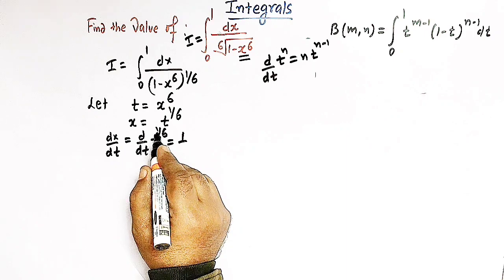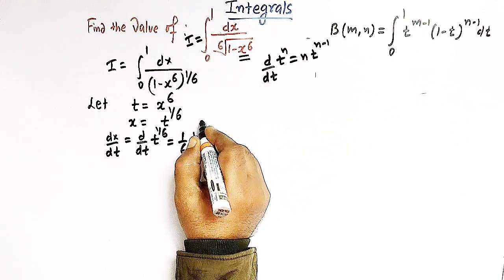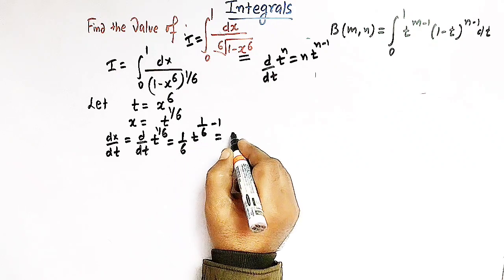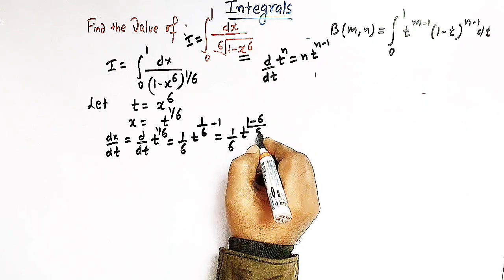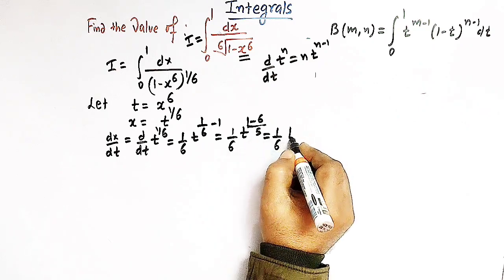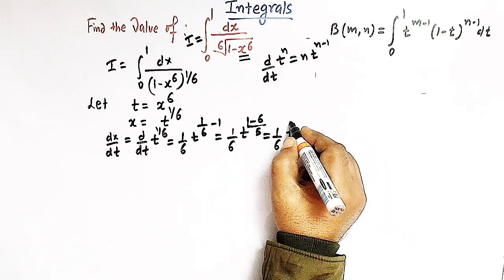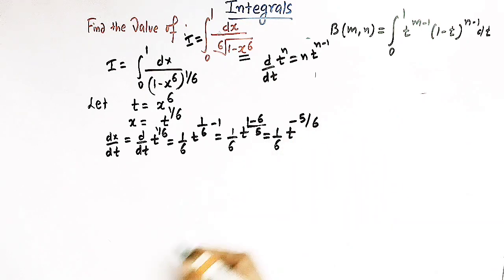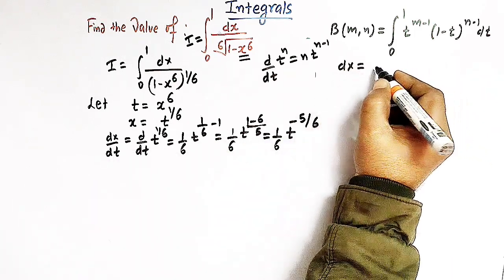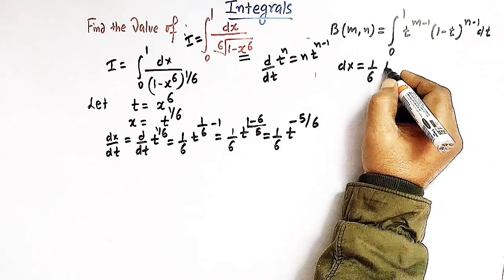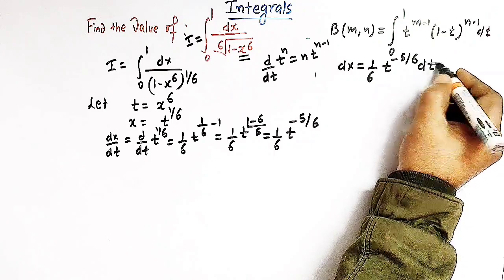So we have n is equal to 1 over 6. So we have 1 over 6, then t raised to 1 over 6 minus 1. So we have 1 over 6, and t raised to 1 minus 6 over 6, that is 1 over 6 t raised to here we have 6, and then we can write minus 5 over 6. So now we can write dx is equal to 1 over 6 times t raised to minus 5 over 6, and here we have dt.